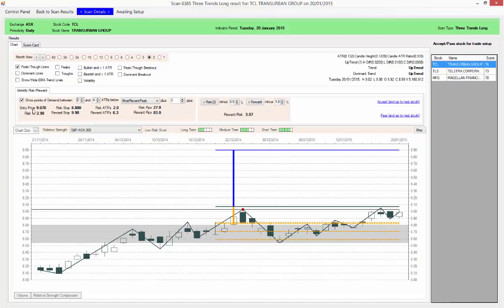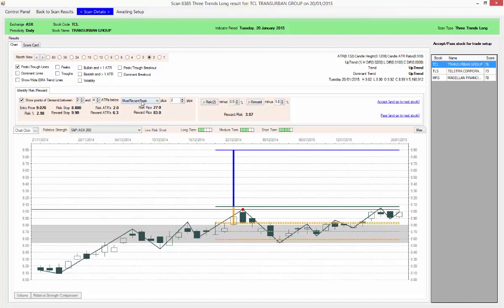So the entry price here is shown as $9.07. Now if I look at the high of this peak and I cast my eyes to the top right hand side, I can see the high is $9.05. So that's 2 pips above that high. So that marries with this sentence here. Most recent peak plus 2 pips.